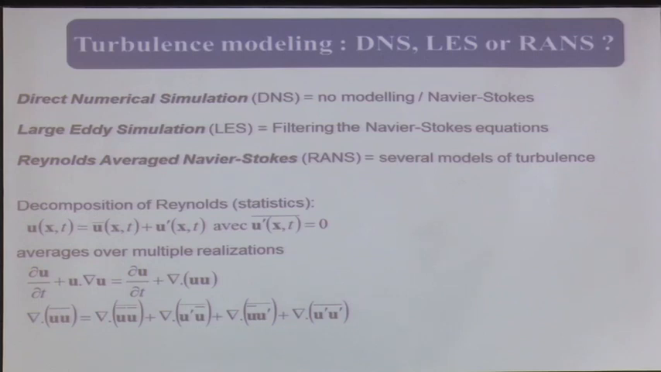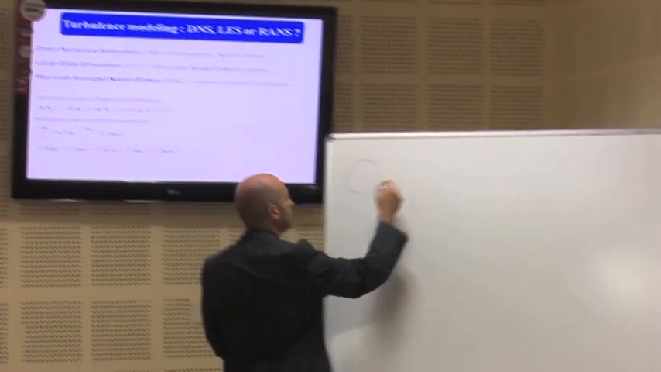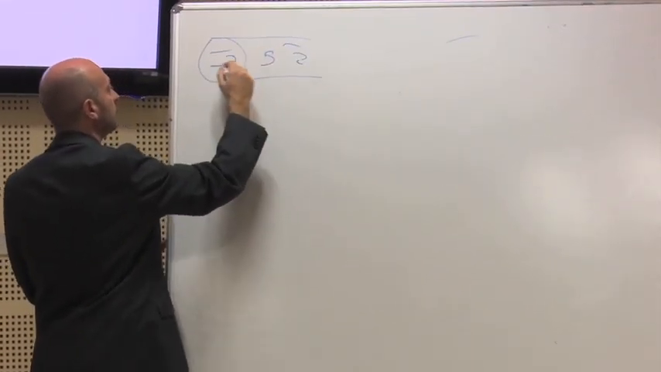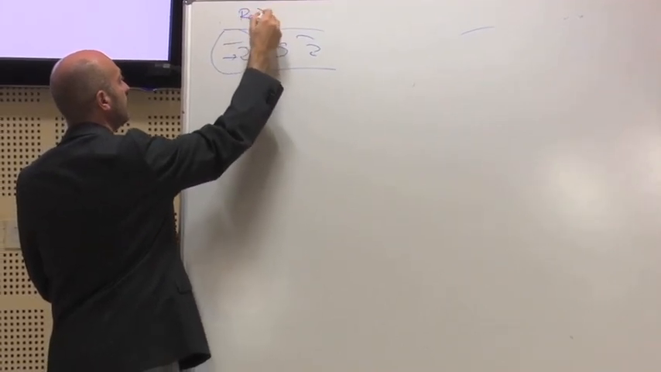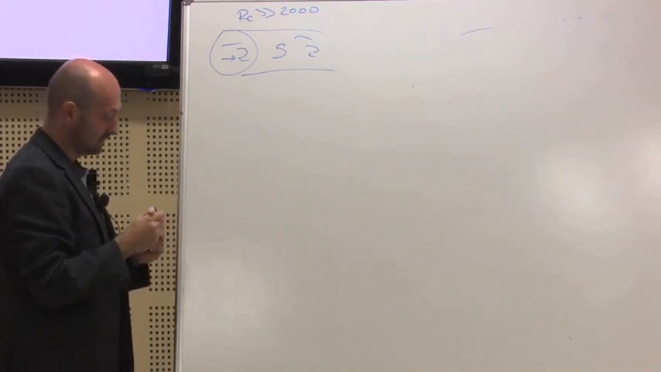So the idea of that modeling is to take advantage of the randomness of a turbulent flow. Let's say you have a turbulent flow in a pipe, and in that flow you have many vortices because the flow is turbulent. So the Reynolds number is much higher than 2000.